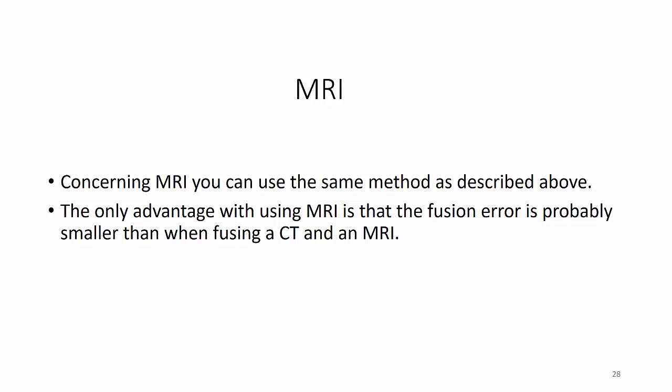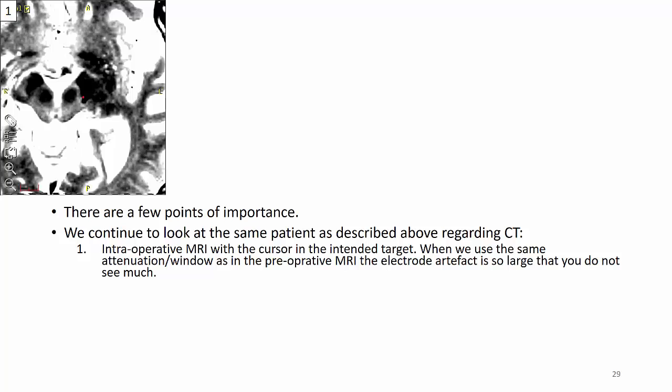Concerning MRI, you can use the same method as described above. The only advantage with using MRI is that the fusion error is probably smaller than when fusing a CT and an MRI. There are a few points of importance. We will here continue to look at the same patient as described above regarding CT.